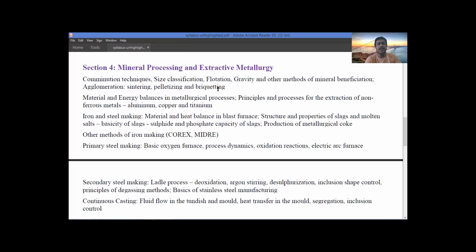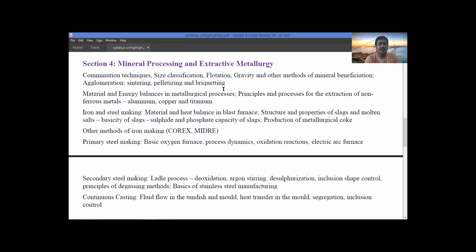Agglomeration, sintering, pelletization, and briquetting. This is a part of iron making. So I prefer Tupkary for iron making. In Tupkary's book, they have chapters dedicated to sintering, pelletization, and briquetting under the topics of charge preparation for the blast furnace. So you will get the concepts in that book.